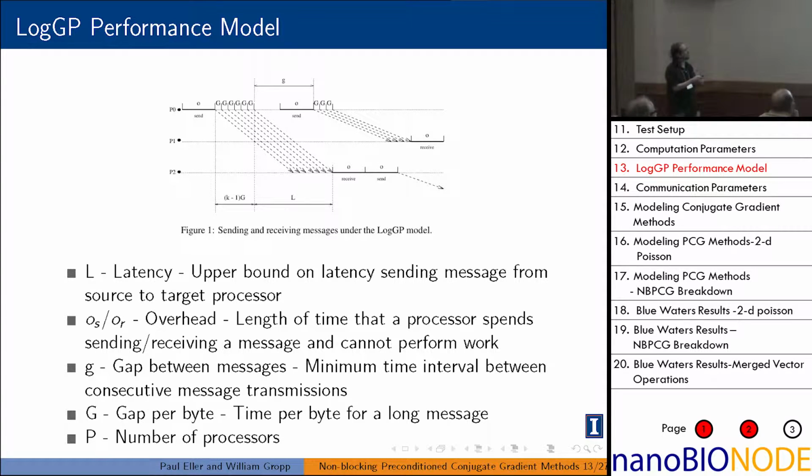Once we have the message fully injected into the network, there's a latency cost until it arrives at the receiving process. And then there's some receive overhead. Once we've finished injecting the message into the network, we have this G cost before we can send the next message. But basically, this LogGP model allows us to better model overlapping communication and computation.